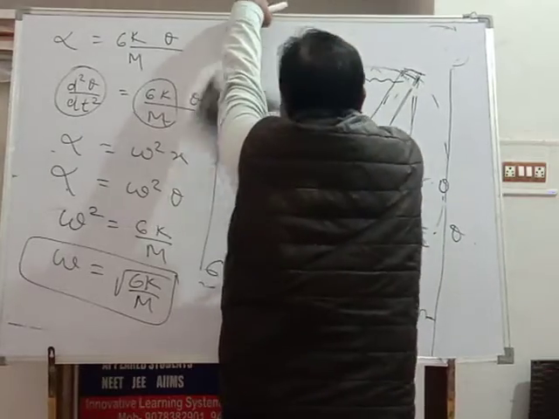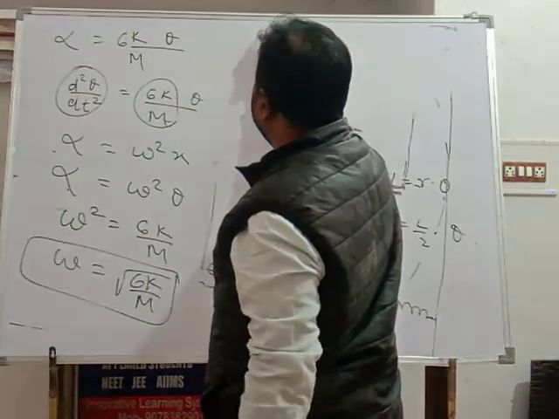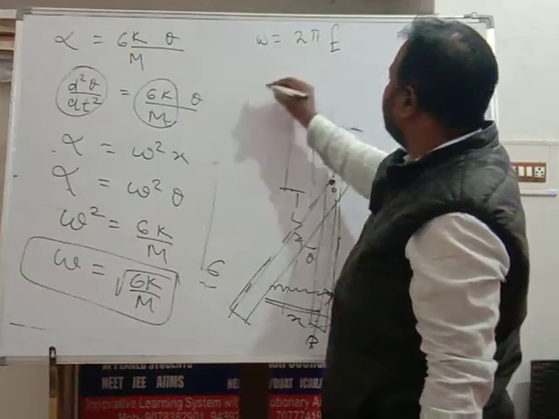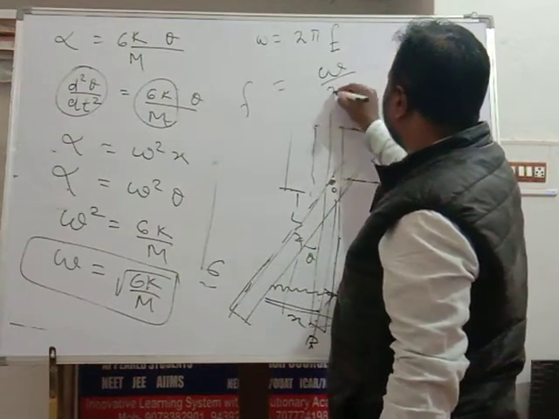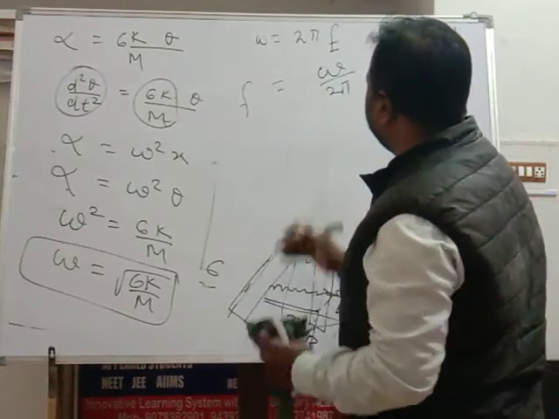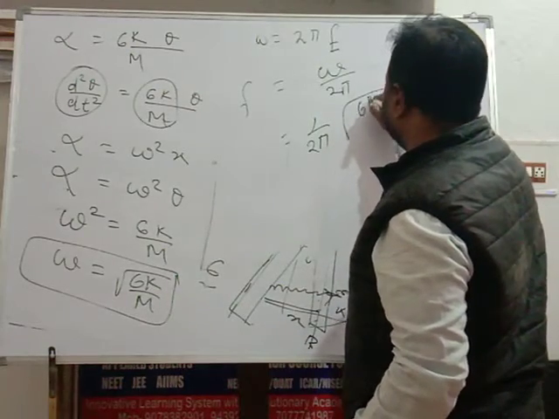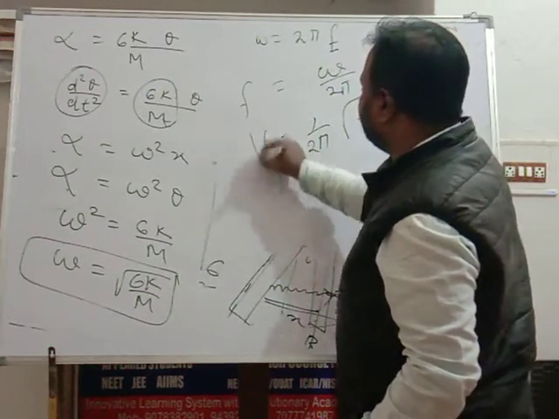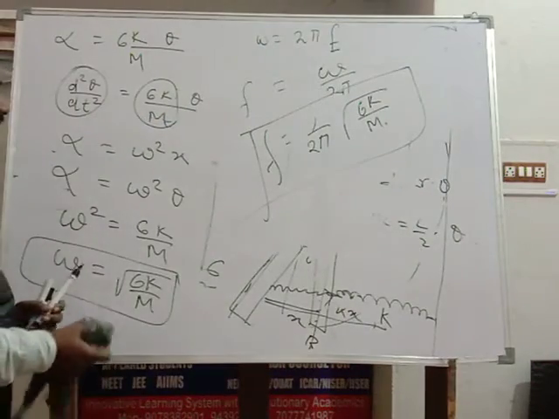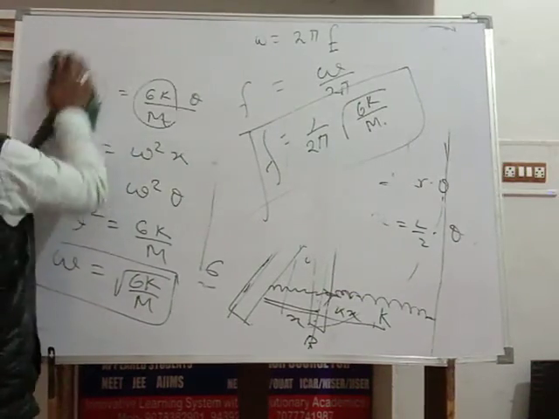So the time period of the system we can also find, and also the frequency. Omega is equal to 2 pi f. We are asked for the frequency, so f is equal to omega upon 2 pi, which is 1 by 2 pi times root over of 6K by m. This is the correct alternative of the given situation. So there are different ways we can find it.